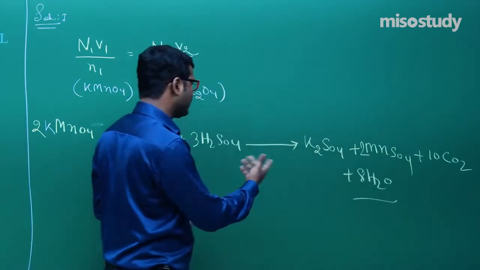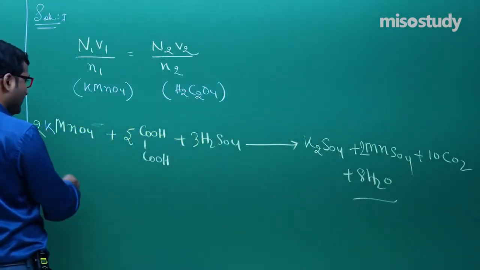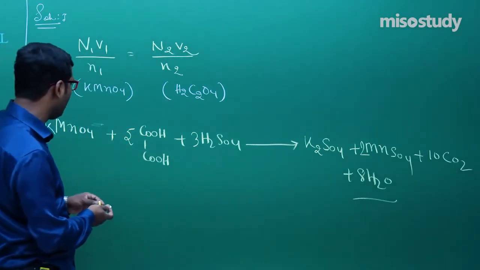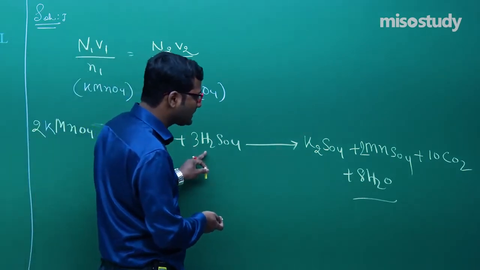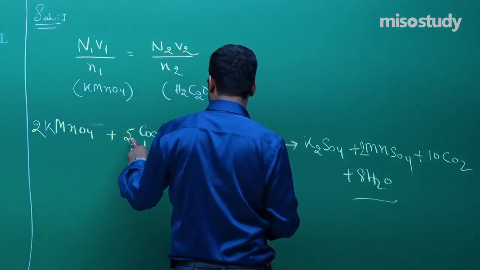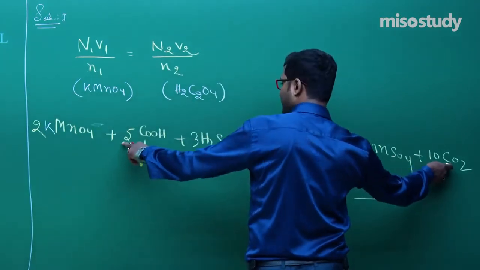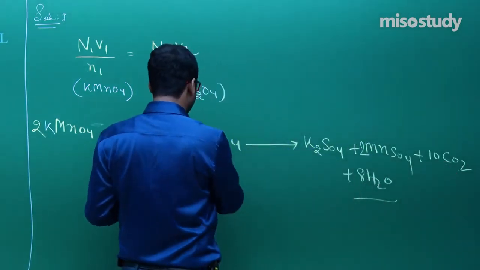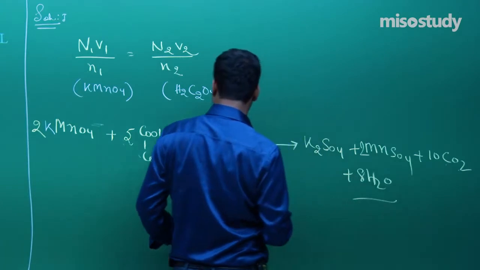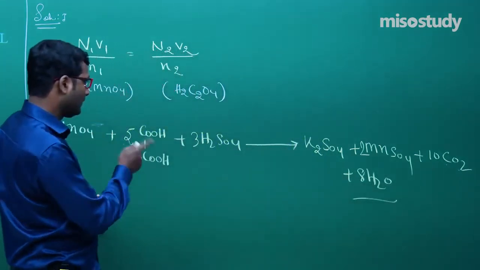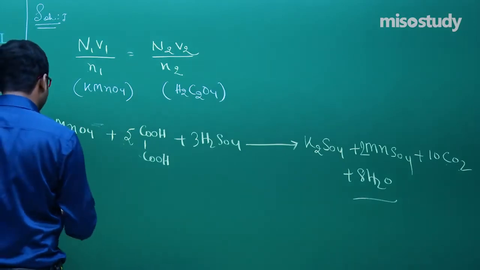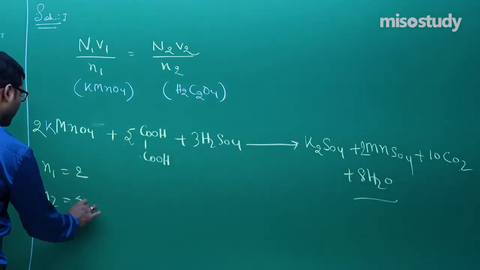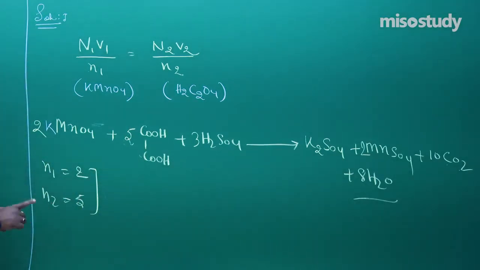I know how to balance the reaction, that's why I have directly written it. You can easily balance it. Check it again: K2SO4, 2 MnSO4, hydrogen 3 to 6, 5 oxygen, 5 carbon 5 to 10, then oxygen 4 to 20, hydrogen 10 and 6, 16, 8 to 16. Sulfate: 2 here and 1 here, 3. Completely balanced. Now n1 is equal to 2 and n2 is equal to 5. Clear? This is the complete reaction.